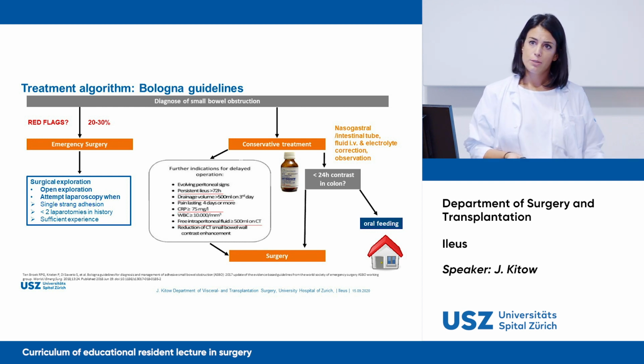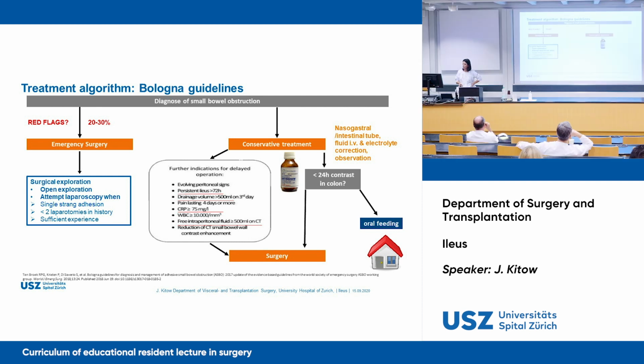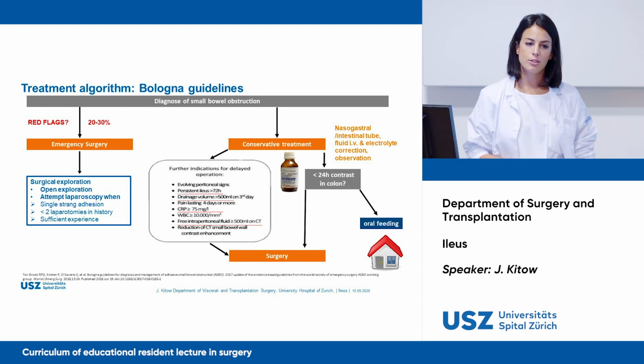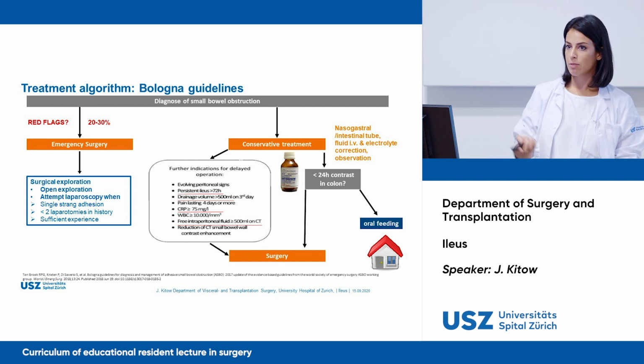This is a very small patient collective that can get laparoscopic surgery, and this is only when there are 3 points: single strand adhesion, less than 2 laparotomies in history, and sufficient experience of the surgeon. Otherwise, the risk to injure bowel is very high, and this causes a higher mortality and morbidity.